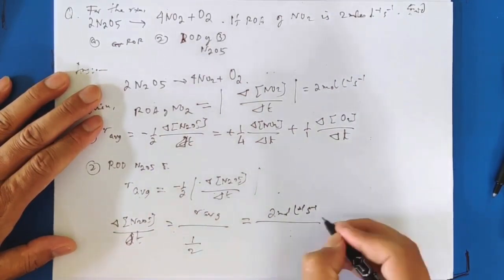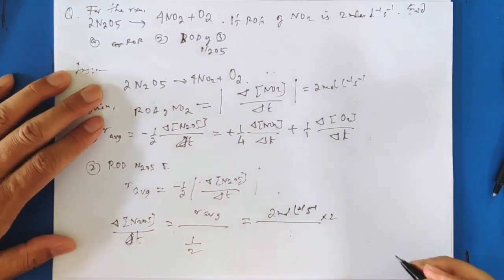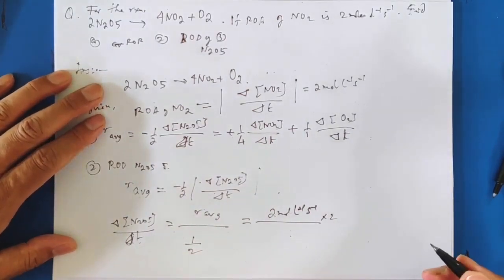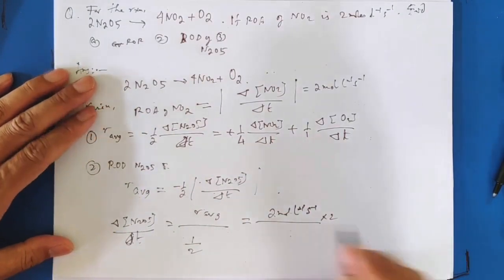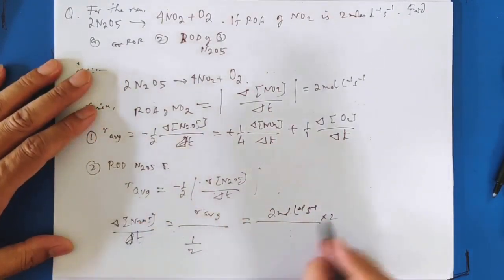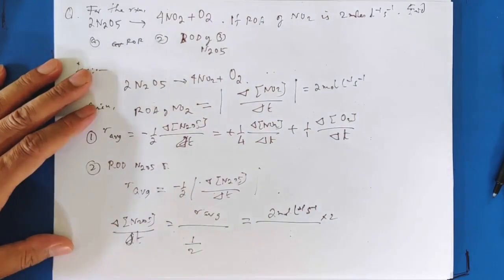Okay, so 2 into R, and then cross multiply, 2 into 2R.